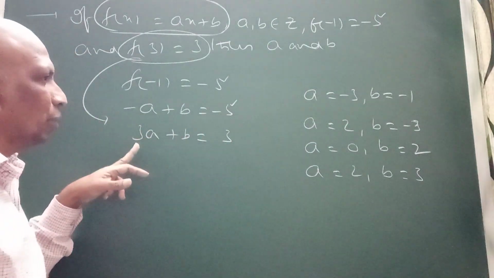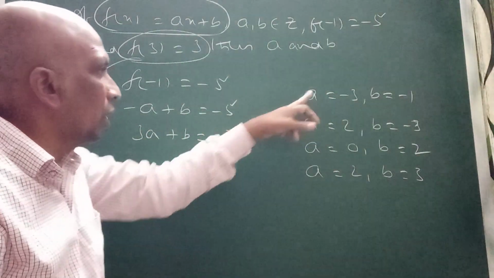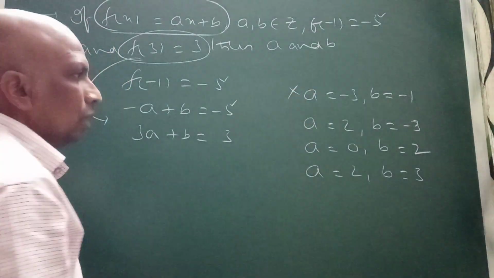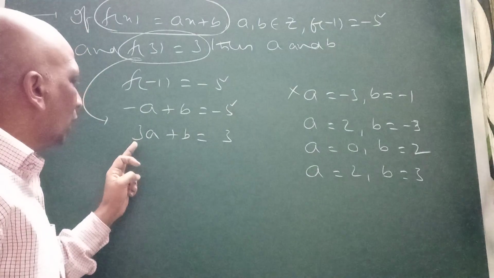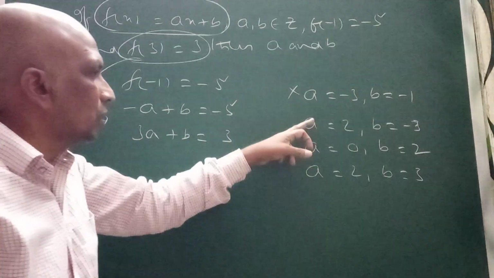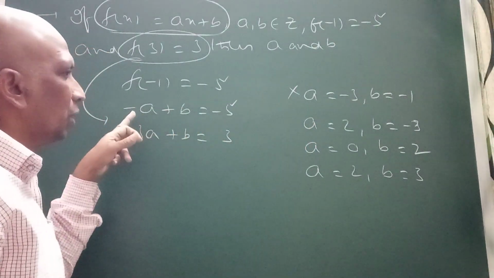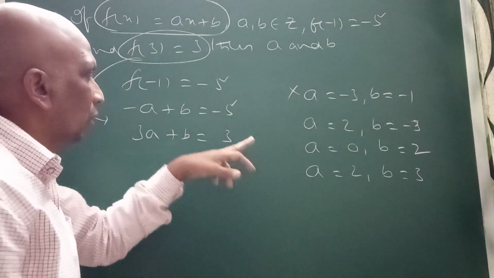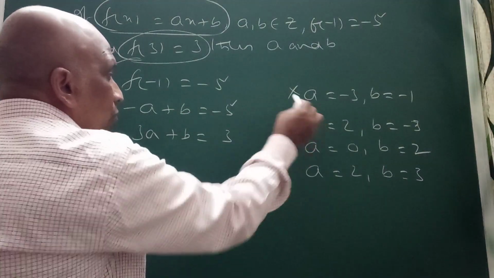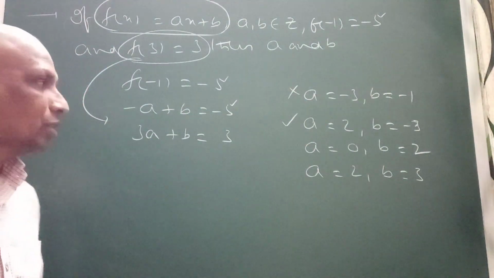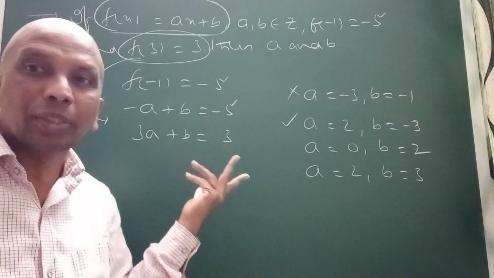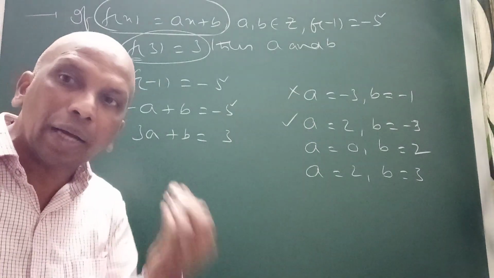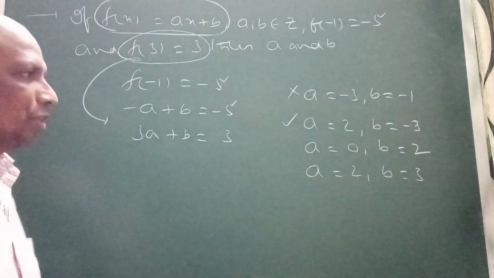If we substitute here, you can see minus 3, minus 9, minus 1. So this you can eliminate. One is satisfying, the other also you can check. 2 and minus 3: 3 twos are 6, 6 minus 3 is 3. Again I can check here: minus 2, minus 3, minus 5. So this one is satisfying these two equations. That is your answer. This won't satisfy, this won't satisfy, right? Both are positive, so it won't satisfy. This is our answer.